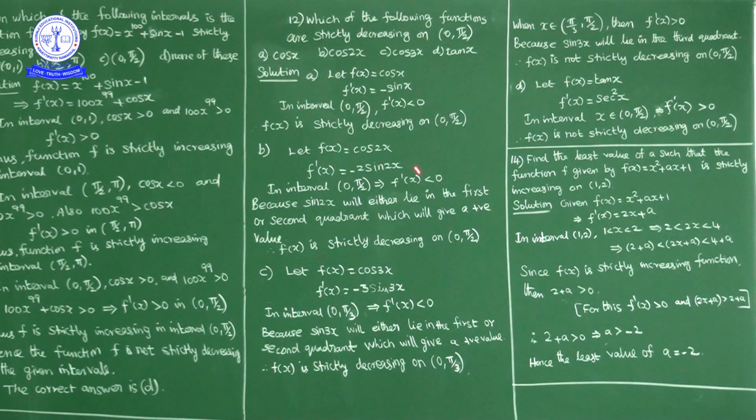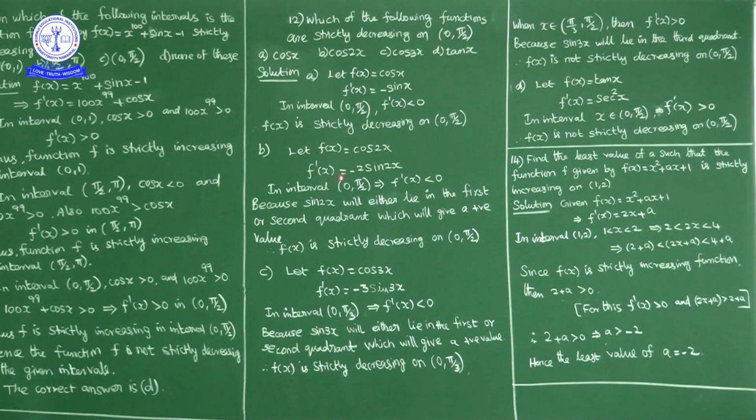We'll write it like this: f of x equal to cos x, f dash of x is minus sin x. In 0 to pi by 2, sin x is positive, minus sin x is negative. So f dash of x is less than 0, f of x is strictly decreasing in the interval 0 to pi by 2. Now the second question, f of x equal to cos 2x.